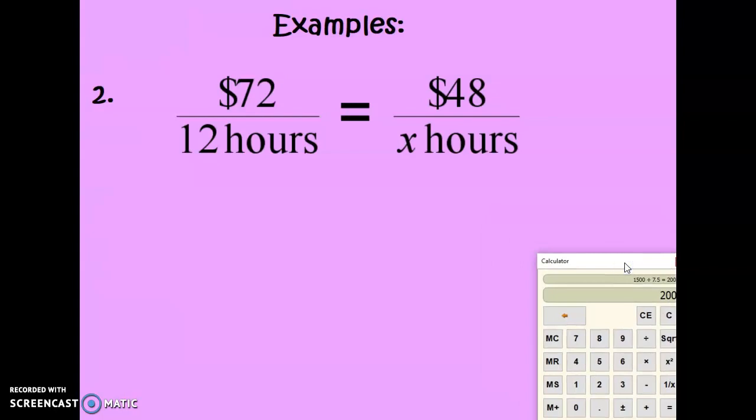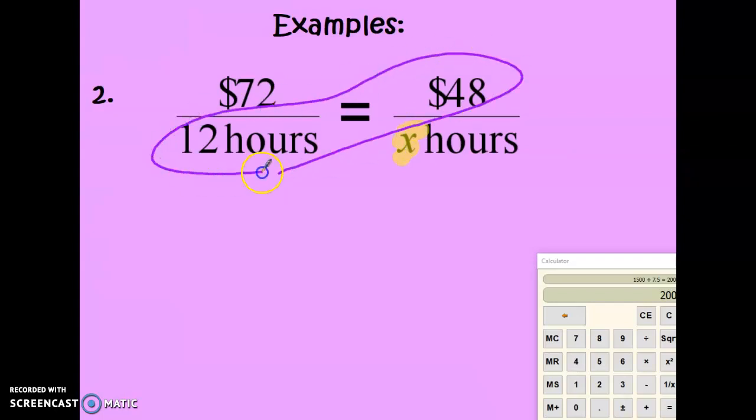We've got $72 in 12 hours, and we're trying to find out how much for $48 in how many hours. Okay, again, I have to make sure that they're across from each other. I can't use this one this time because there's not a number there. So I have to find 2 that are across from each other. So these 2 are, so we can multiply those. So 48 times 12, and then I take that entire product and I'm going to divide it by 72.